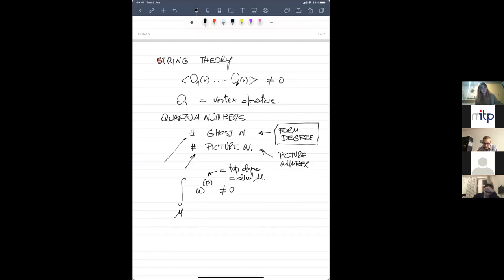Now I want to do the same object, but instead of having a manifold here, I want to replace it by a supermanifold. When I integrate over the supermanifold, I have two numbers, a form degree and another number, which I will call the picture number, in such a way that this calculation is different from zero. Because now my manifold is no longer a manifold but a supermanifold, I need these two numbers. Actually, there is a nice dictionary between the language of string theory and the language of differential forms in supergravity, but I'm not going to explore that more.